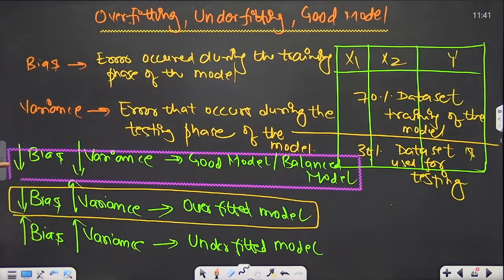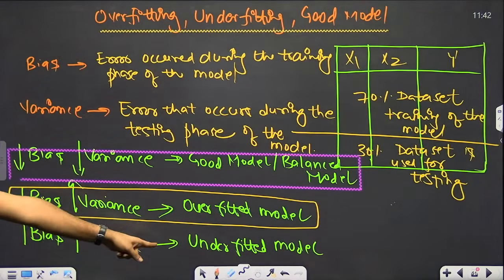So this is known as a good model. Okay, and what is an underfitted model?